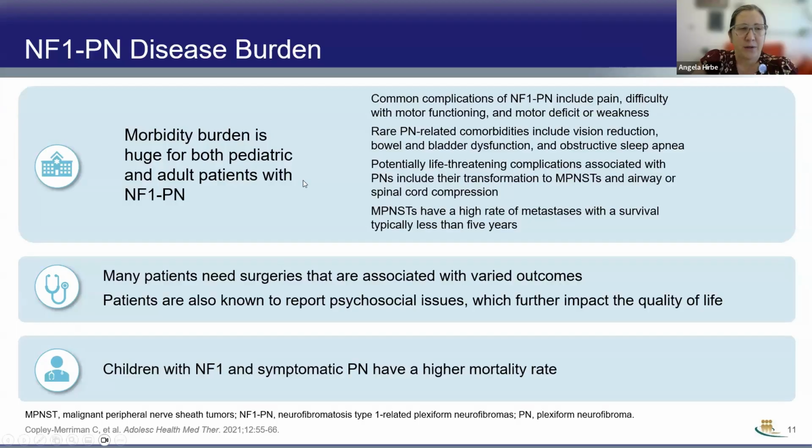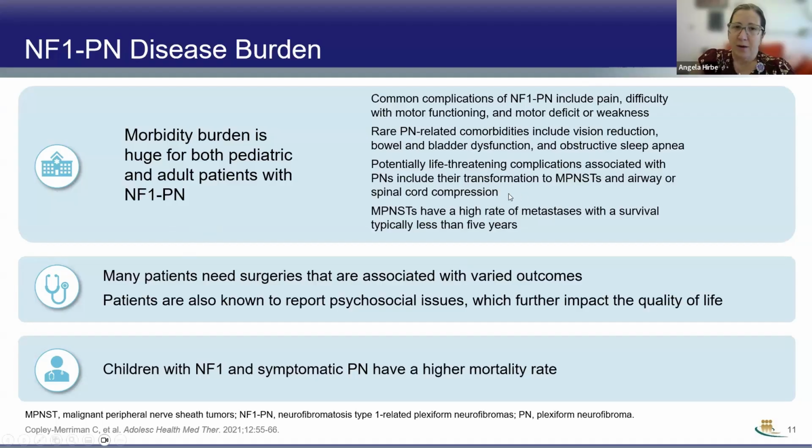So just to talk a bit about the disease burden with these tumors. Morbidity is very high for both pediatric and adult patients with NF1 plexiform neurofibromas. I think some of the most common complications include pain, difficulty with motor functioning, motor deficits, weakness. Some tumors, based on their location, can cause issues with vision or bowel and bladder dysfunction.